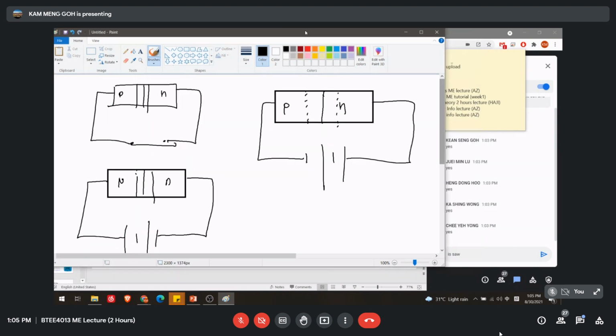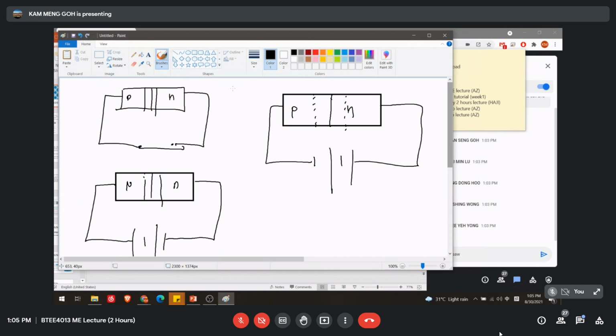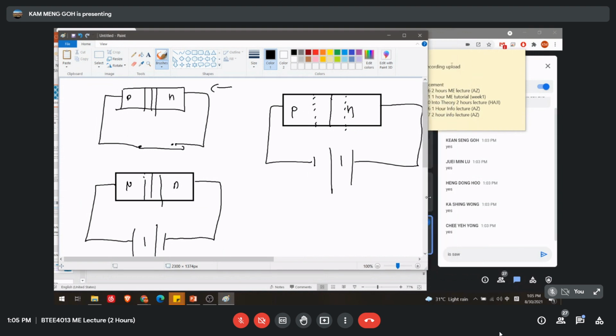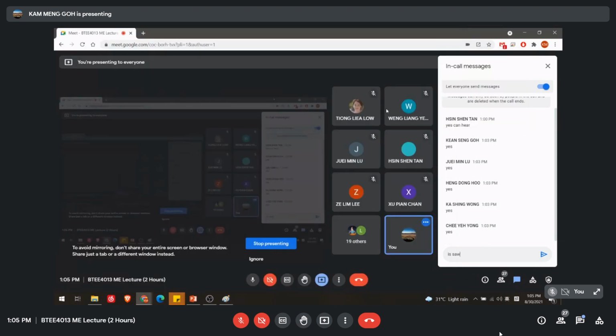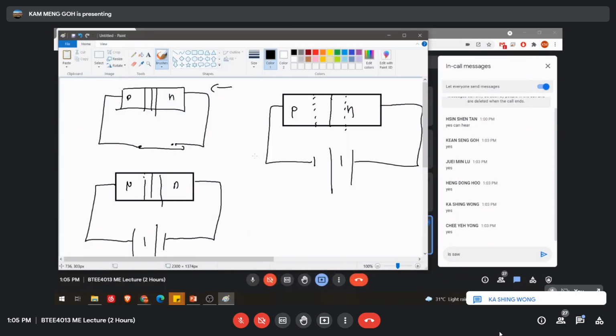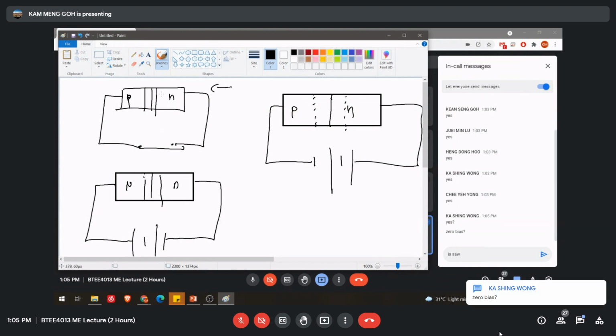Okay, so may I know this type? What is this circuit that we call? Anyone knows? One guess? If we didn't connect any battery here, this one is obviously a PN junction, we know. Yep, this is a zero bias.